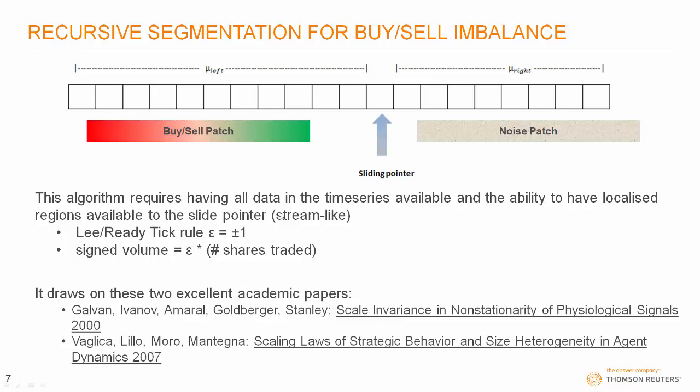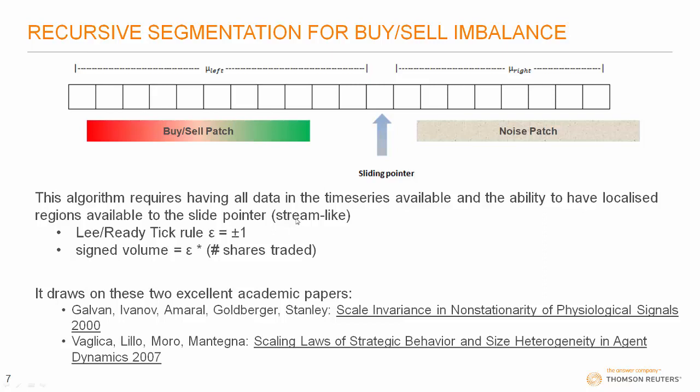So just to remind you, what we're doing here again is we're segmenting our time series of signed volume for Apple, in our case, looking to detect imbalances in buying and selling versus noise regions. And so our algorithm relies on having all the data in the time series available in order to do this top-down recursion, and also the ability to have data slide past a pointer, right? As we move the pointer, the data is streaming past the pointer.